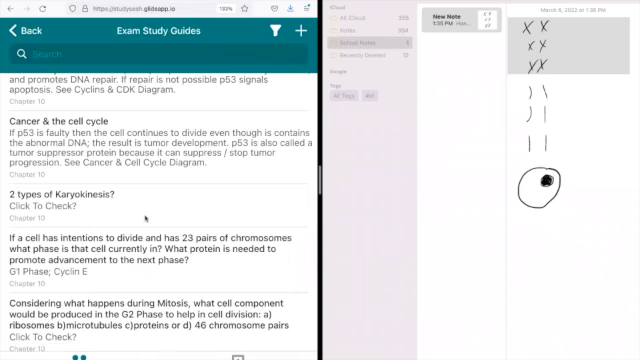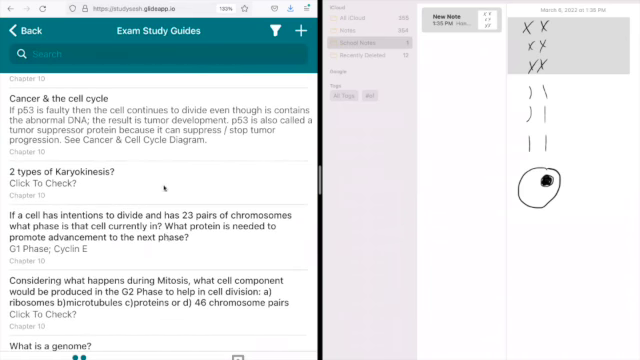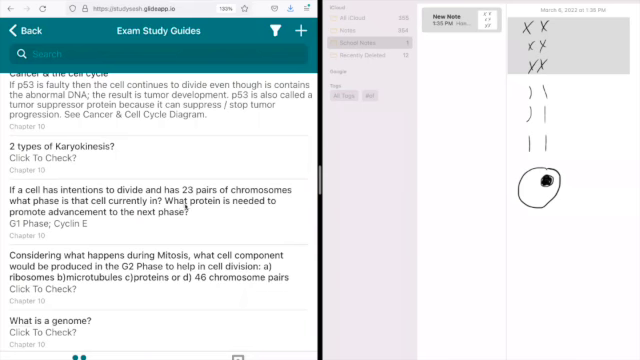So, 2 types of karyokinesis. Of course, we talked about mitosis and meiosis. We'll talk more about meiosis next chapter. If a cell has intention to divide, has 23 pairs of chromosomes. So this is a question. I was talking about thinking critically. Biology is all about thinking critically. A lot of the tests, she asks questions that require you to think critically. So I was like, let's come up with some questions on here. These aren't actually questions from the study guide. These are questions that I put on here towards the end because I wanted us to think more critically. So it says, if a cell has intentions to divide and has 23 chromosomes, what phase is that cell currently in?